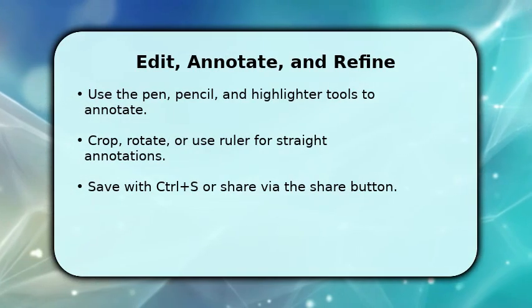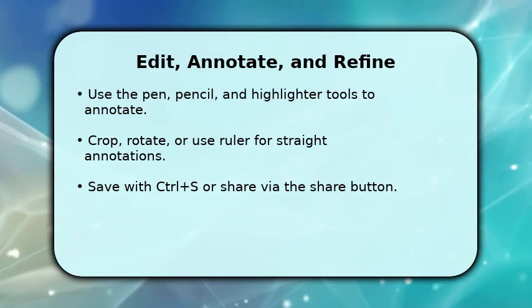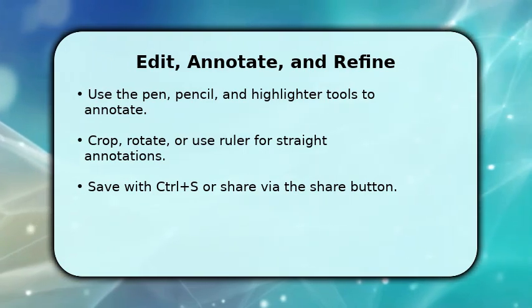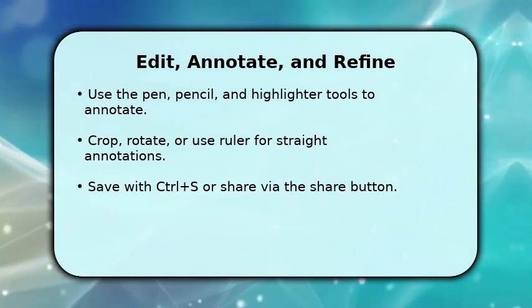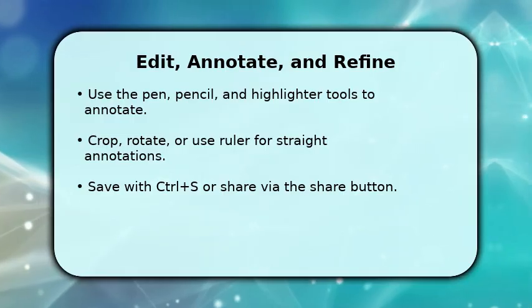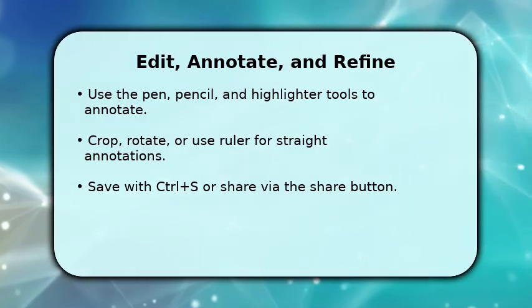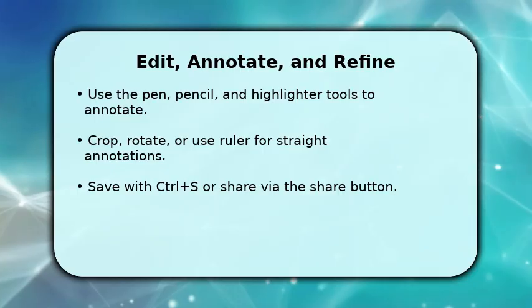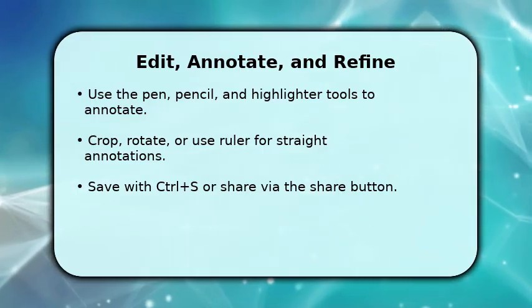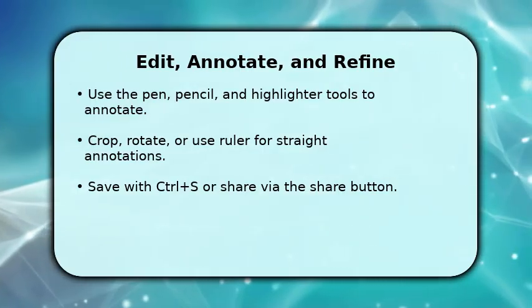You now refine the capture inside the Snipping Tool editor. Use the pen, pencil, and highlighter to mark up areas and choose colors for contrast. The ruler helps draw straight lines, and the crop handles let you tighten composition. If you need precision, zoom in and make smaller strokes. Undo is available with Ctrl plus Z.